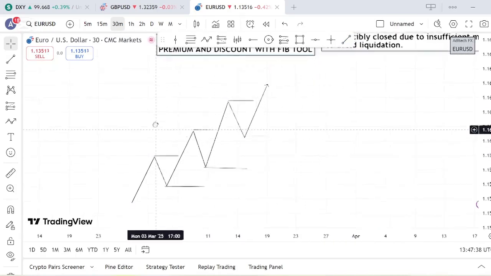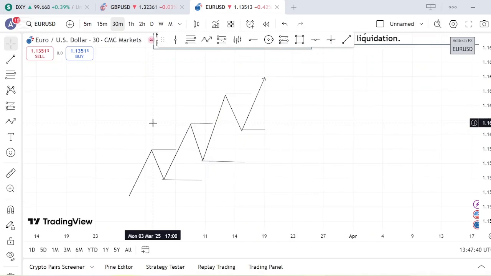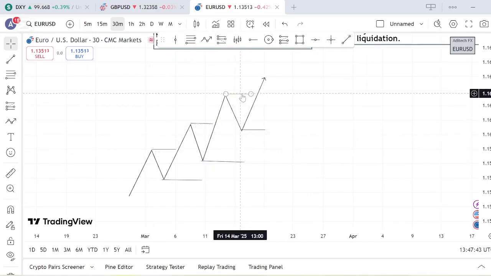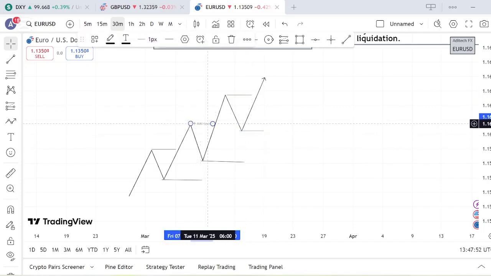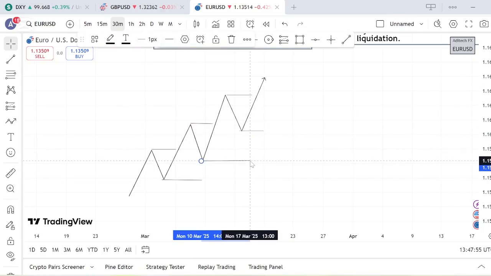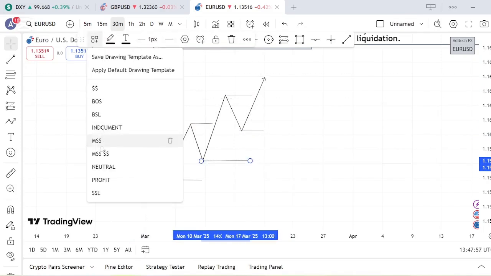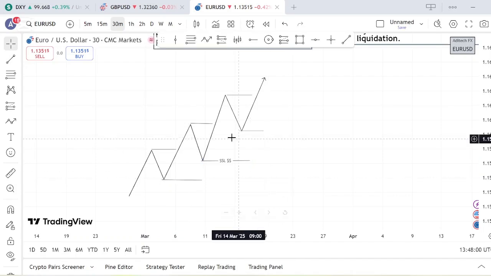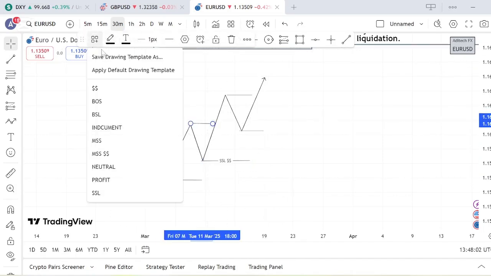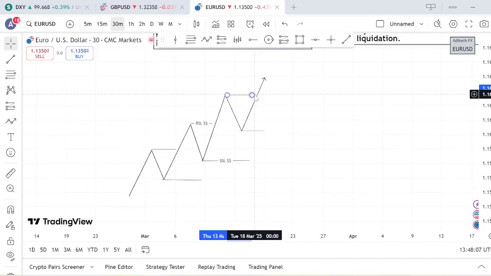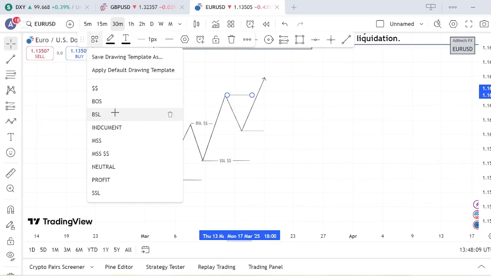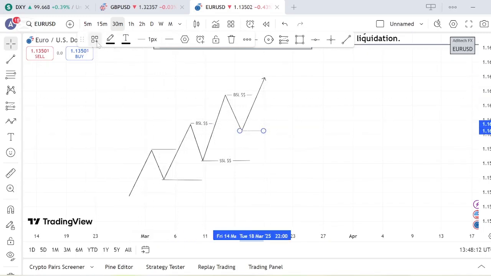So we have what is called buy side liquidity and sell side liquidity. Buy side liquidity is found on major highs in the market. So this one is called buy side liquidity, while this one is called sell side liquidity. This one is also buy side liquidity, this is sell side liquidity. So let me identify it. This is sell side liquidity, this is buy side liquidity. You guys understand?